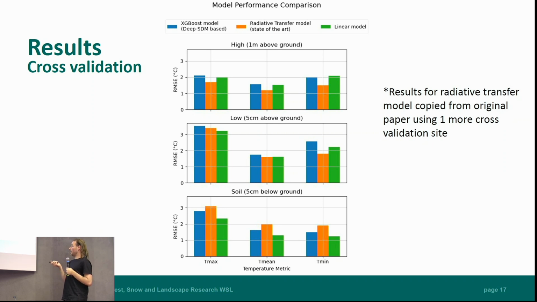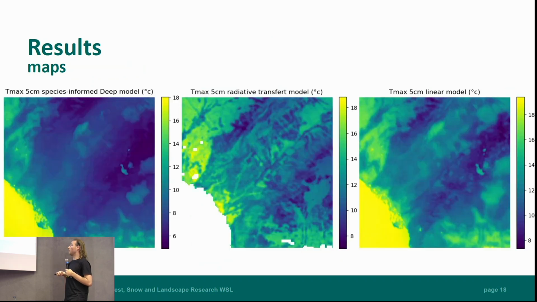Another thing we wanted to see is what it looks like if you plot some maps. So here is the map of the maximum daily 5 centimeter above ground temperature of a random day in May 2021, somewhere in Switzerland. And what we can see is that the conclusion is a bit the same with the map: the linear model on the right was at least as good as the Deep-SDM based model that we have on the left.